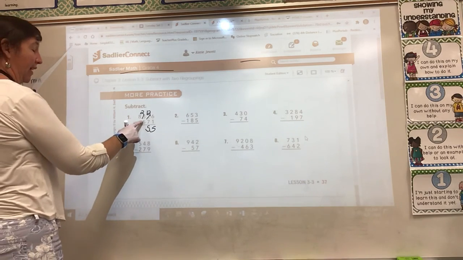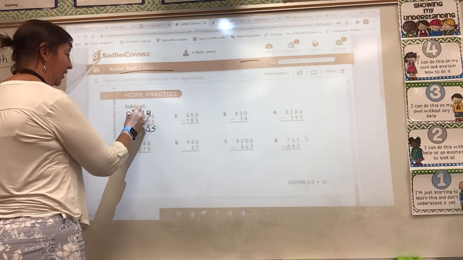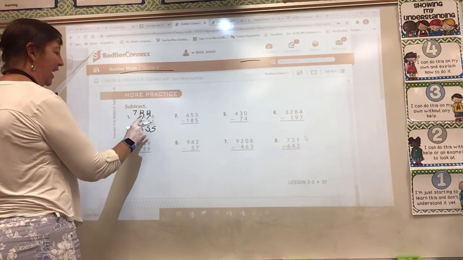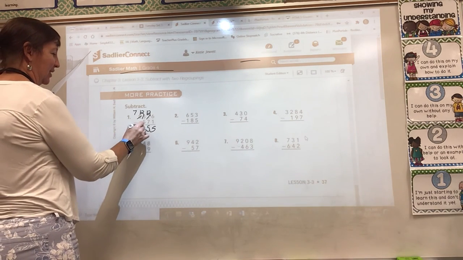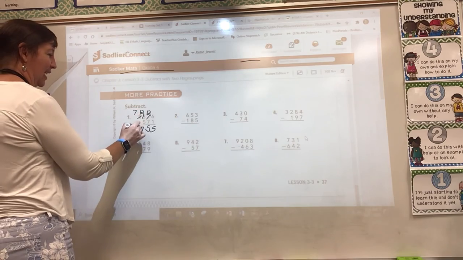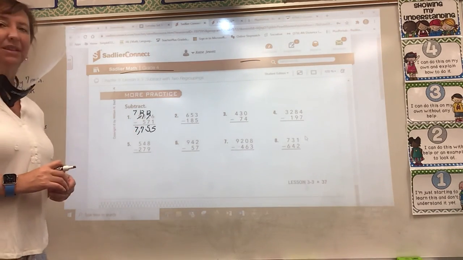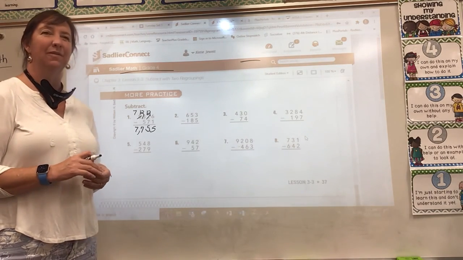I can't subtract 5 from 2, so I have to borrow from the 8. And the 8 becomes a 7. And then I had to regroup twice. So 12 minus 5 is 7. And then I bring down my 7. So my answer is 7,755. Lily, would you like to do the next one?